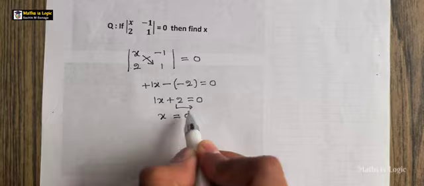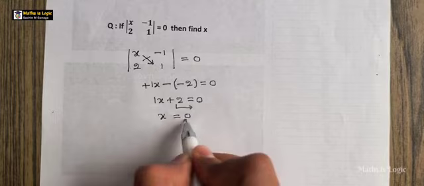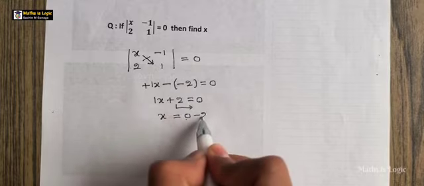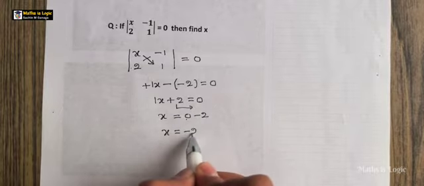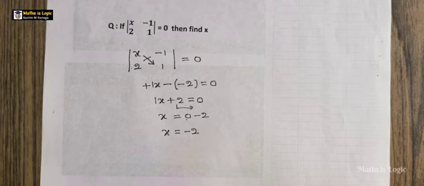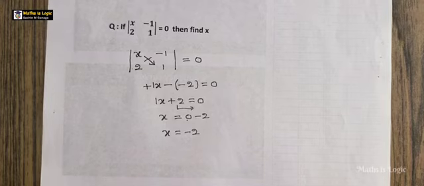So the right hand side already has 0. Keep it as it is. Plus 2 becomes minus 2. Therefore x is equal to 0 minus 2, which is minus 2. So this is the value of x.